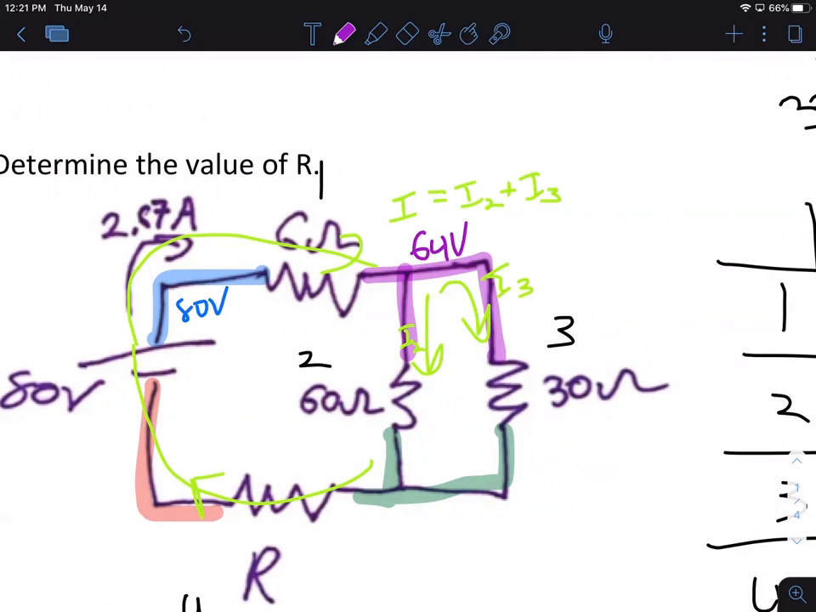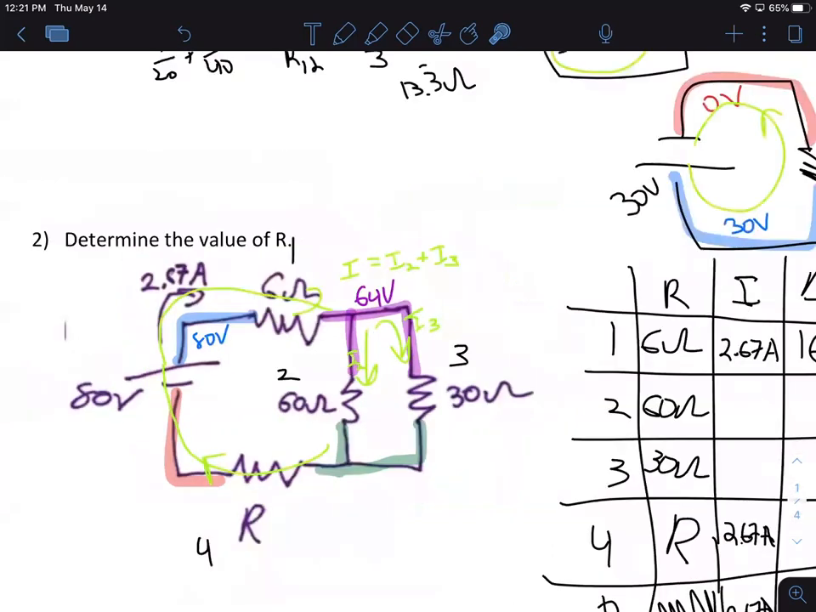Great. Now, what can I do next? I still have some issues. I don't know the potential in this area here. So that makes it difficult to find the change across these resistors. Can't do anything with this one. I don't know its resistance. I do know its current, but I don't know its delta V either. So I might be stumped here. This is actually a very challenging step. Easy to get stuck on.